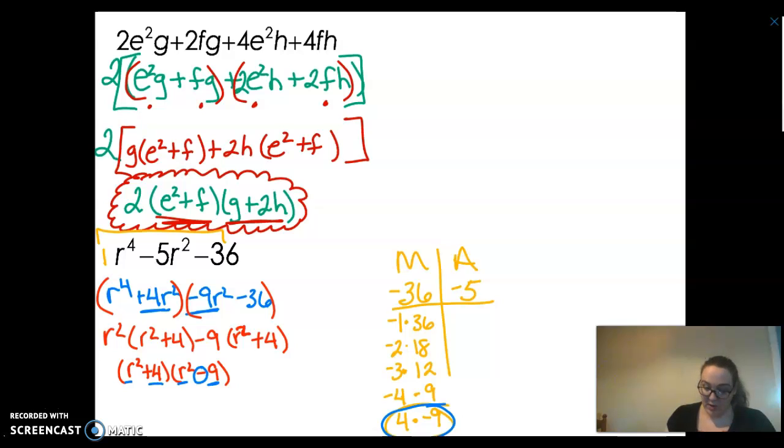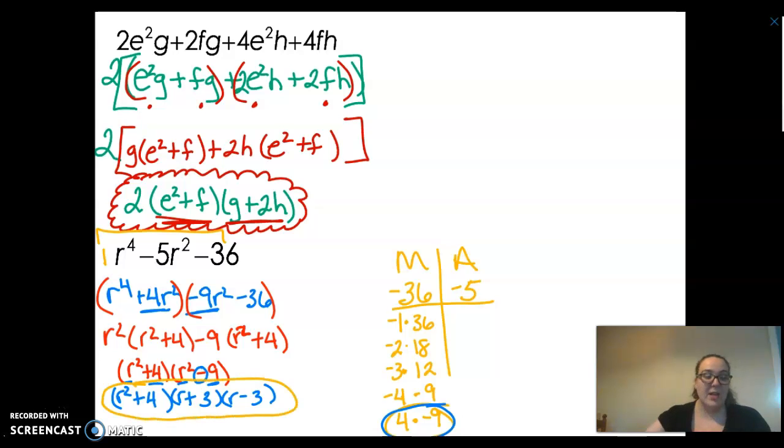So this r squared minus 9 will factor one more time. And I must remember that part of my answer is still r squared plus 4. Okay, so now that r squared minus 9, take the square root of both, and it doesn't matter the order. Now here is my final answer to that question, all the way down to the end.